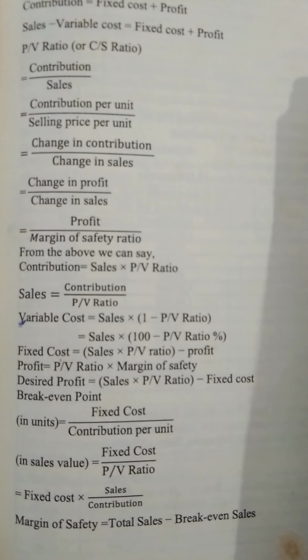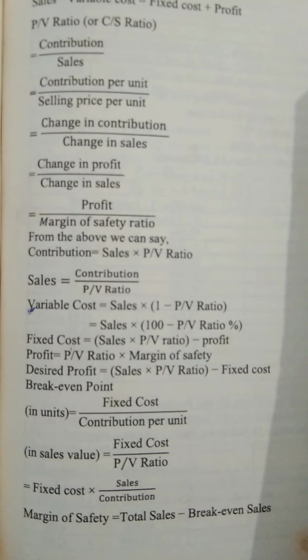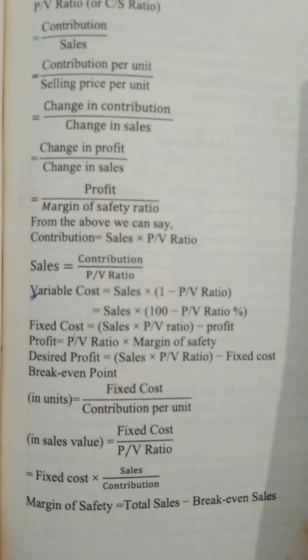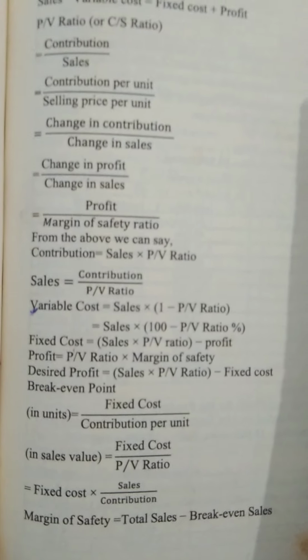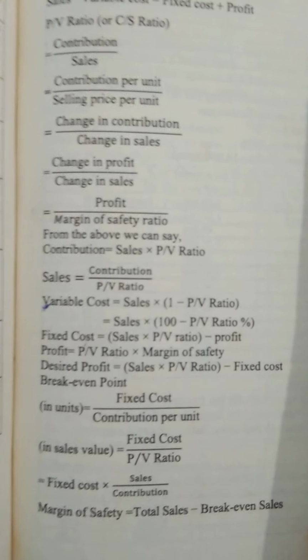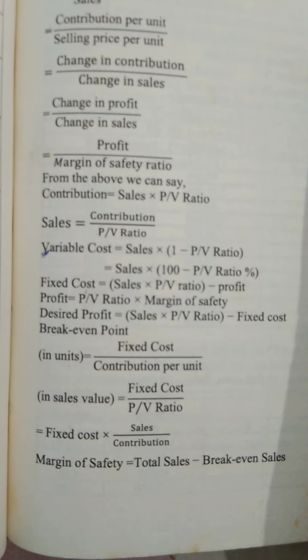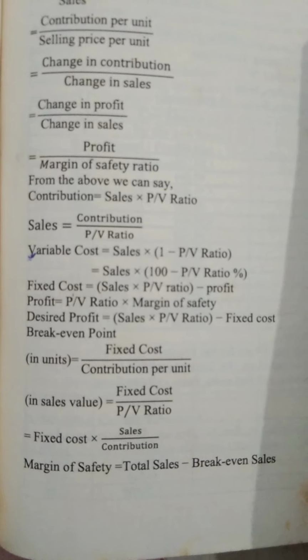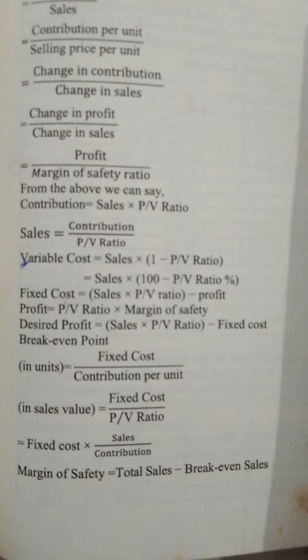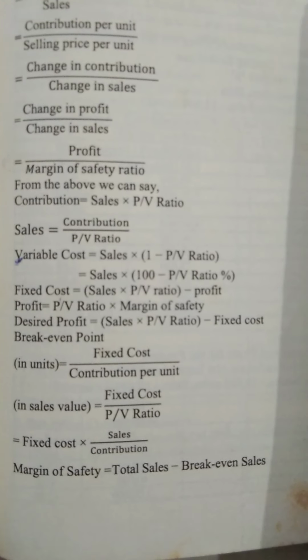Next, sales equals contribution by PV ratio. Variable cost formula is sales into 1 minus PV ratio, or sales into 100 minus PV ratio. Next, fixed cost equals sales into PV ratio minus profit.